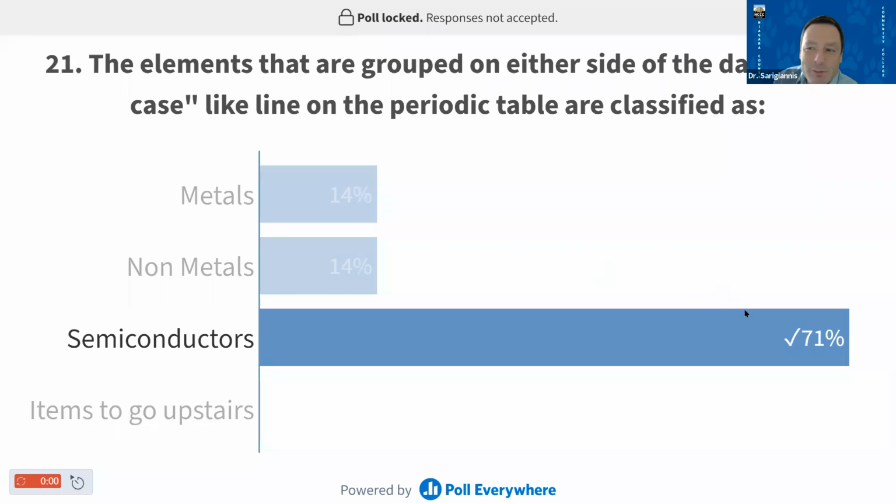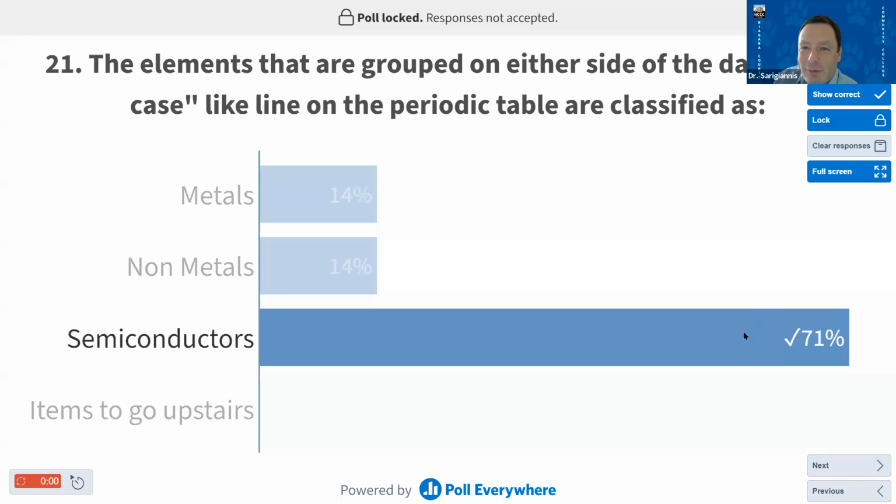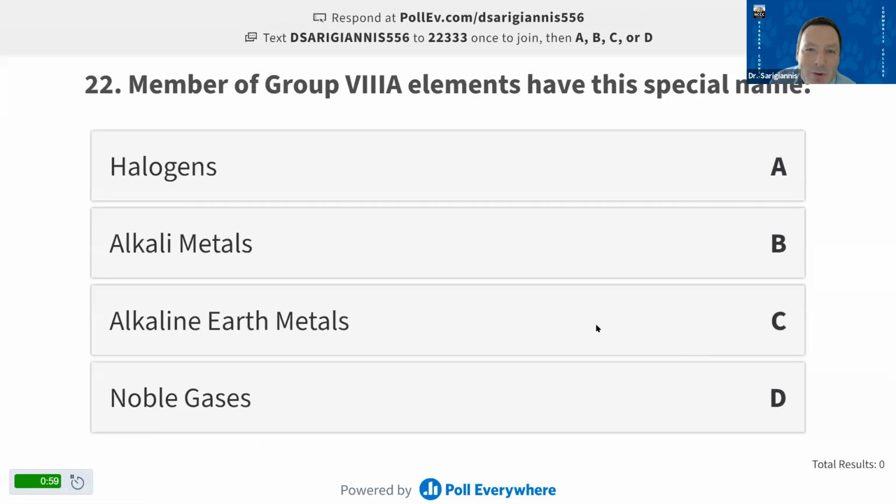Let's go back to the poll here. I think we can finish up this page. Members of the group VIIIA elements have this special name. So group 8A, what are they called? This is right on the table. If you have it in front of you, it's easy. If you don't, you're going to have to remember, I guess. We'll do this one, the next one, then we'll finish up.